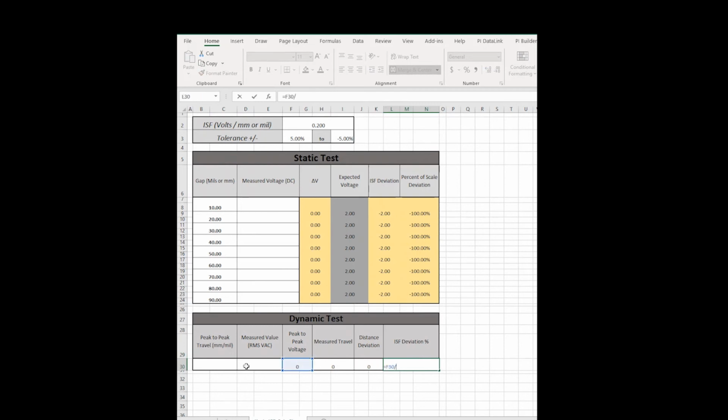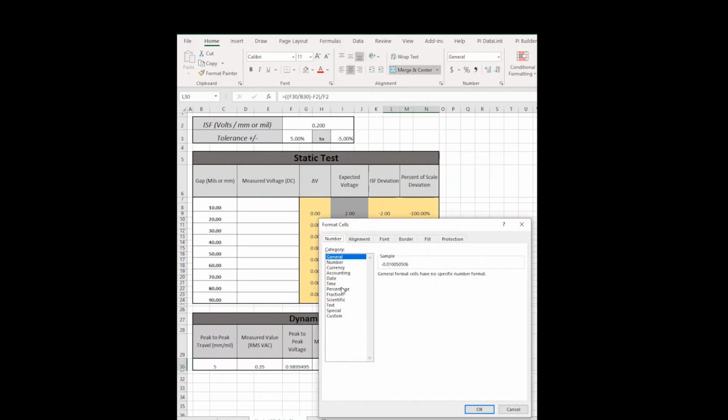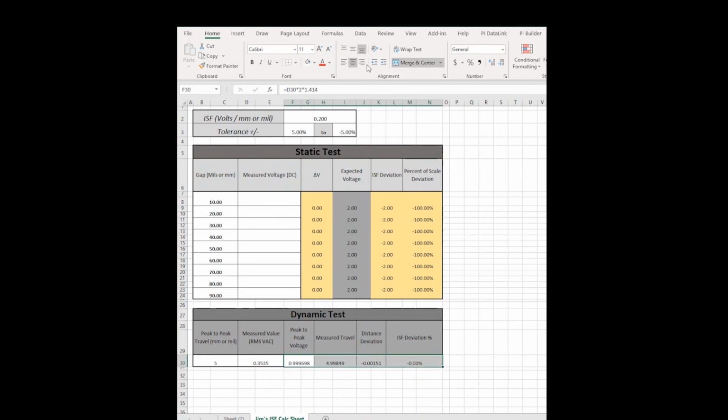For this, I divide the total peak-to-peak voltage by the actual distance dialed into the machine, then subtract that number from the rated ISF to get the error, then divide this number by the ISF. Make sure we use parentheses to get the order of operation right. Next, we can change the cell format to percentage so it is displayed properly. And there you have it.